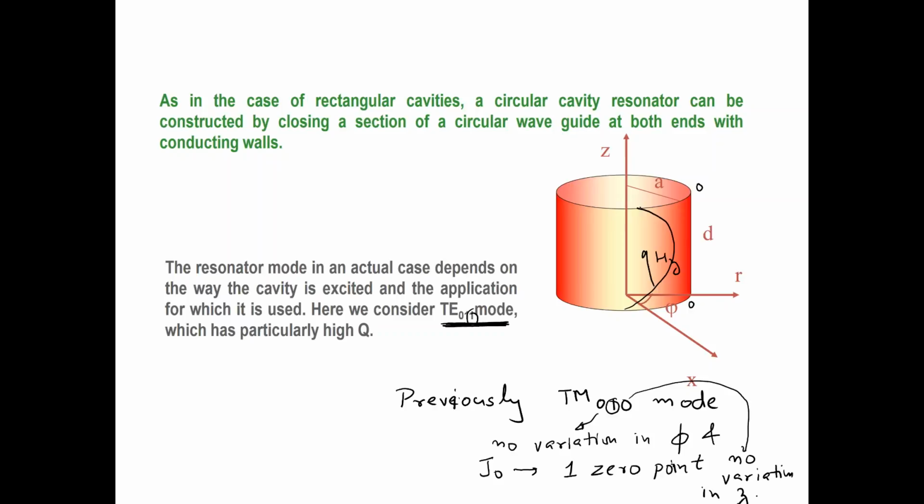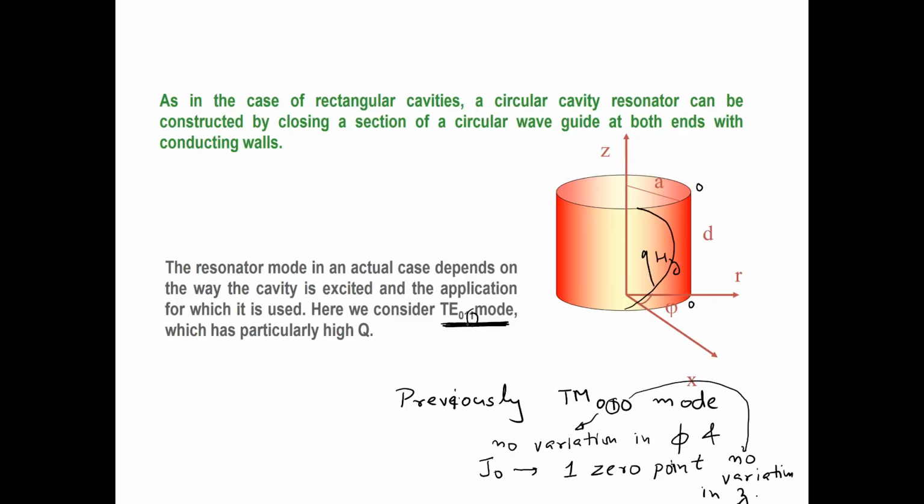This mode actually has the lowest loss, and because of that, it has the highest Q. Last week we had seen the TM010 mode, and we had seen that its Q was roughly 8% higher than a cubic cavity at the same resonance. The TE011 mode's Q is higher by a factor of 4 or 5 for the same resonance wavelength.